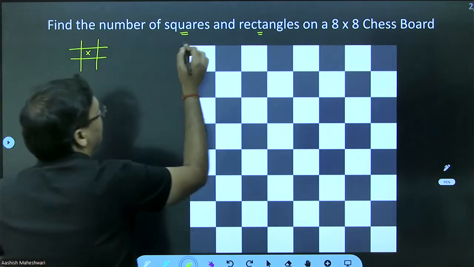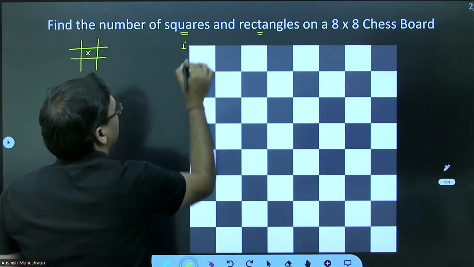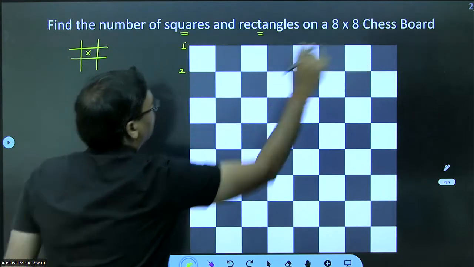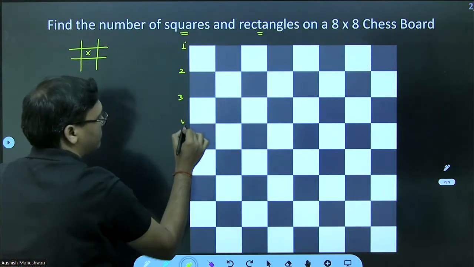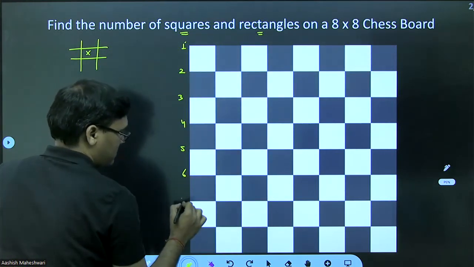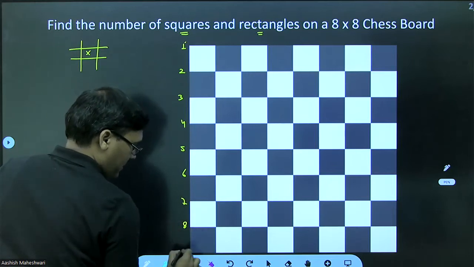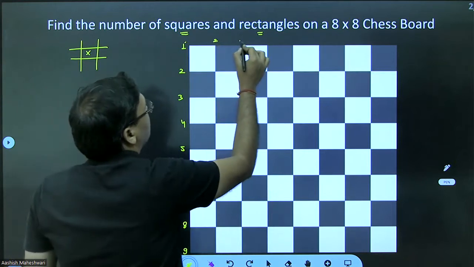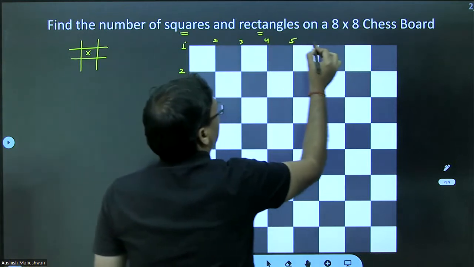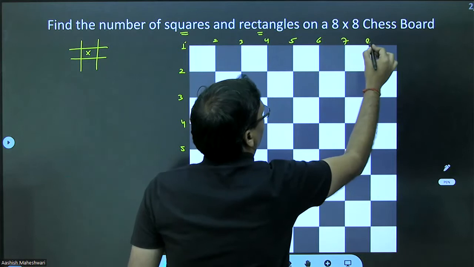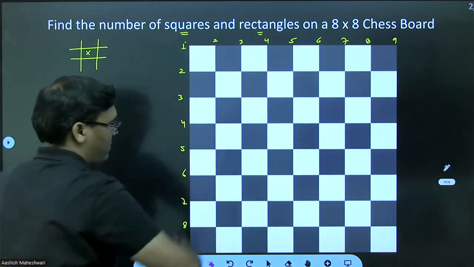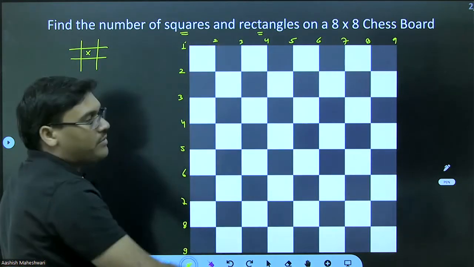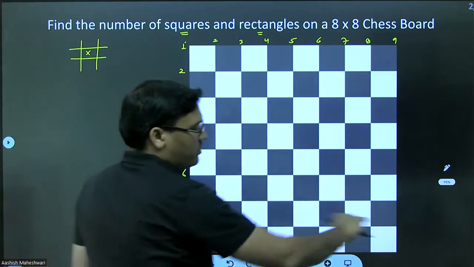Let's say I name this the first horizontal line, second, third, fourth, 5, 6, 7, 8, and this last one is the ninth horizontal line. Similarly, vertical lines 1, 2, 3, 4, 5, 6, 7, 8, and 9. These are 9 vertical lines. You can see this grid is made up of 9 vertical lines and 9 horizontal lines.